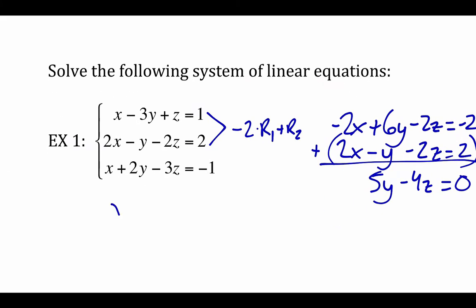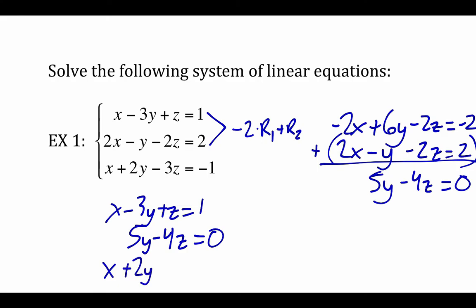So now we have an equation we can plug into the second slot. We've got x minus 3y plus z equals 1. That first row we're leaving alone. The second row we can now have 5y minus 4z equals 0. Sorry, that was horribly spaced. My apologies. Recommendation: I got sloppy with this. Keep your y's, your z's, your x's lined up. And then finally our last row is x plus 2y minus 3z equals negative 1.